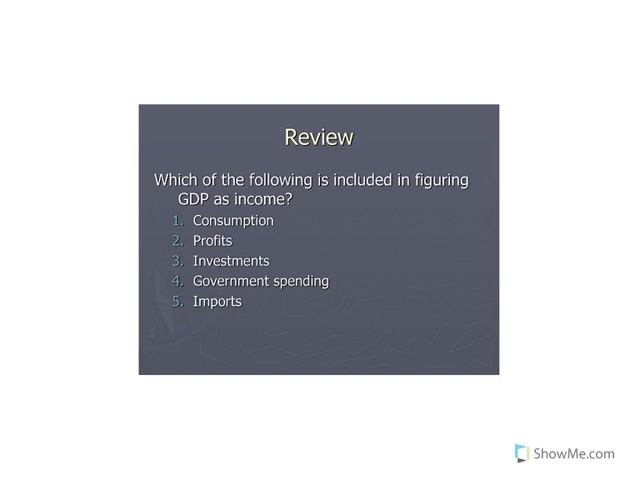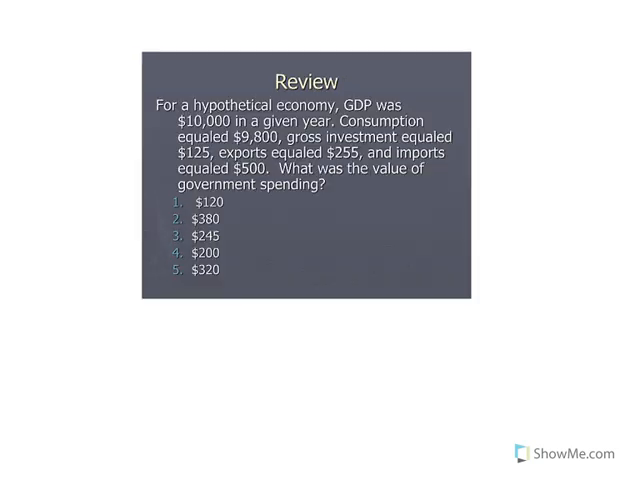Suppose I asked you which of the following would be included in figuring GDP as income. So again, which one of these would be an income category? Well, of course, we see consumption, investment, government spending, and imports. Those would all be included in calculating GDP as expenditures. In other words, the amount of money being spent. The only category on here that is included in an income category would be profits. Remember that we calculate GDP as income looking at the total amount of income generated from resources, the total amount of profits that are being generated by the firms, and then of course we add in the value of the capital consumption allowance and the indirect business taxes.